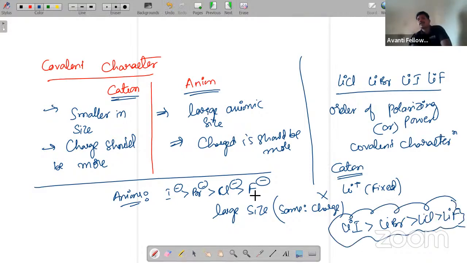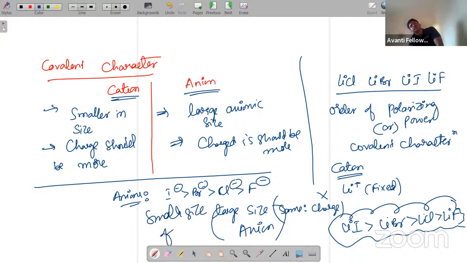So covalent character can be decided by the large size of anion, very important, and the small size of cation. I hope you all are understanding this one, right?